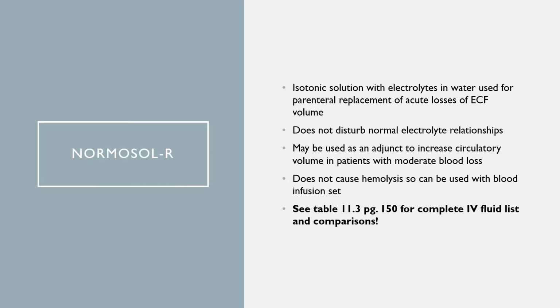Okay, we also have Normosol-R. This is an isotonic solution with electrolytes and water. It's used for parenteral replacement of acute losses of extracellular fluid. This does not disturb the normal electrolyte relationships. It can be used as an adjunct to increase circulatory volume in patients that have a moderate amount of blood loss. It does not cause hemolysis, so it can be used with a blood infusion set.